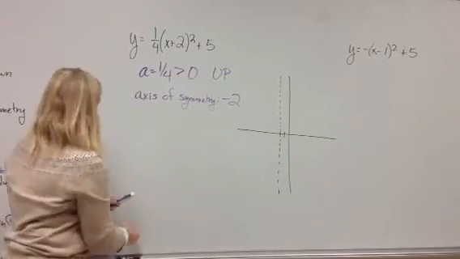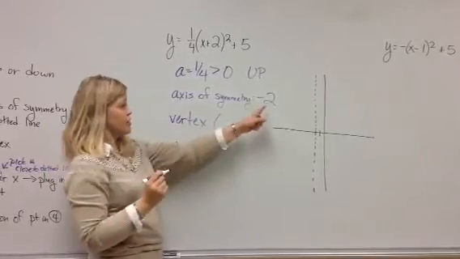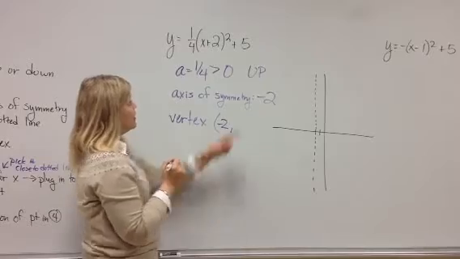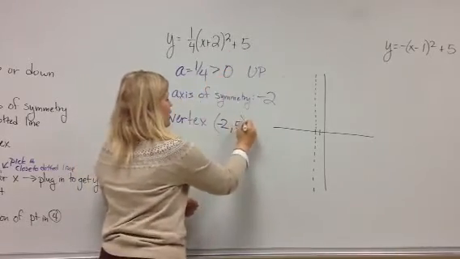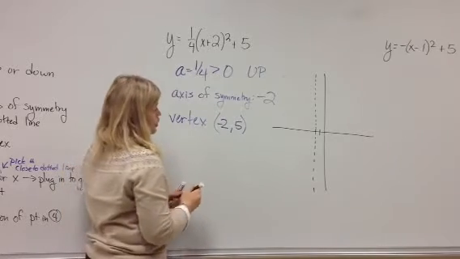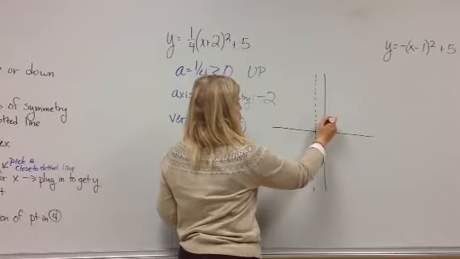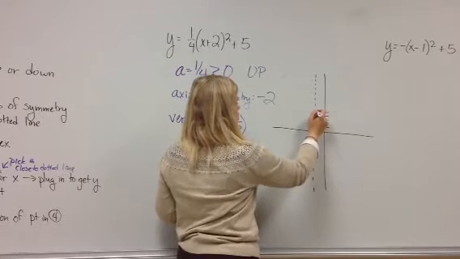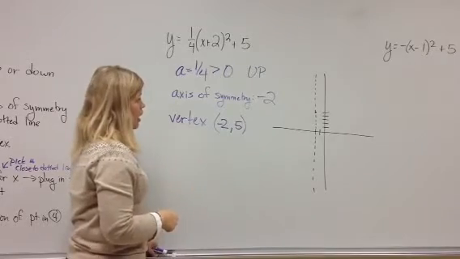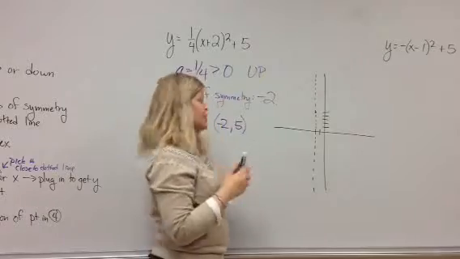Okay? And then this part's pretty easy. We find our vertex. Remember, our vertex is whatever we said the axis of symmetry was, and then the other number. So we've got -2, 5. Okay? So we go over to -2, 5. So there's -2, 1, 2, 3, 4, 5. And you go up. Okay? Now, we know it's going to go up, so we can kind of estimate, but we need to know exactly.